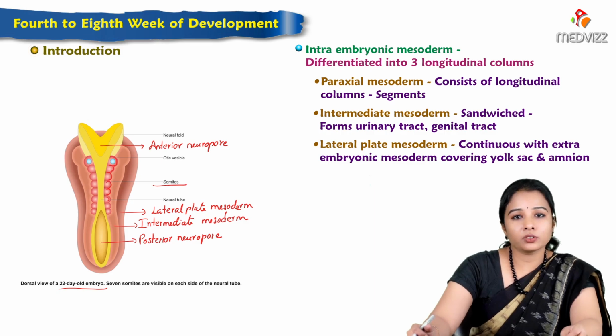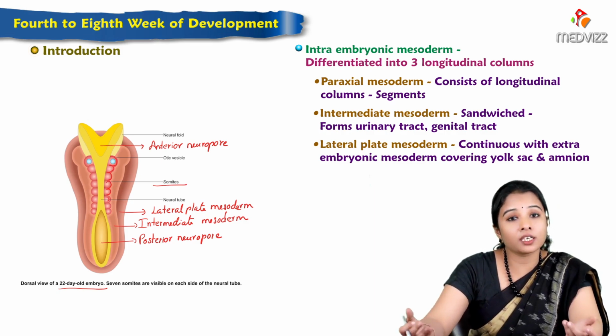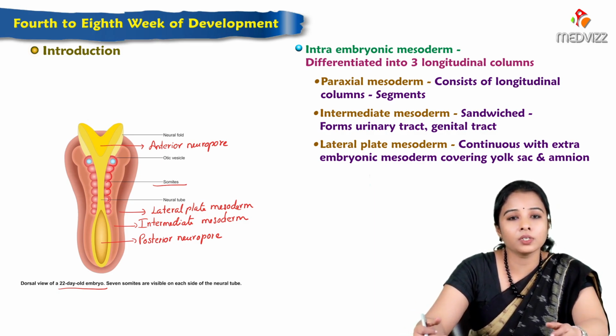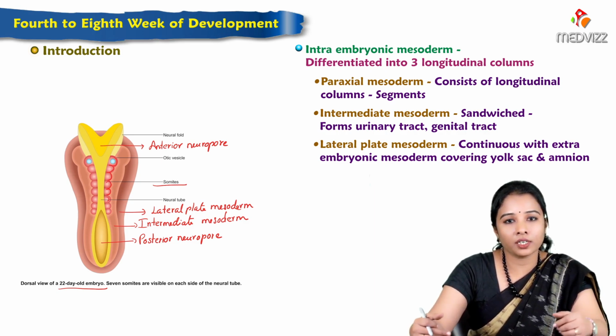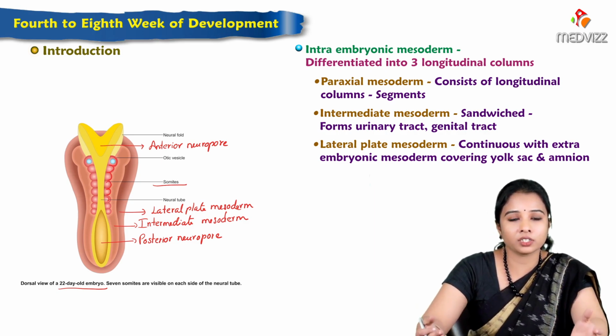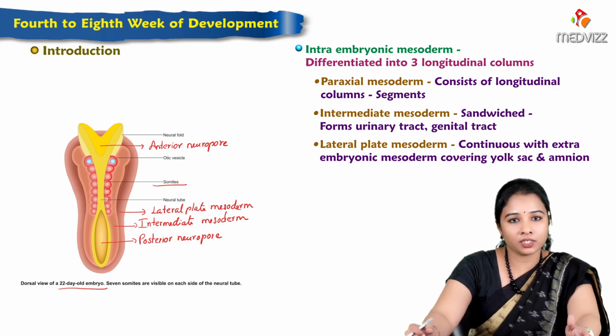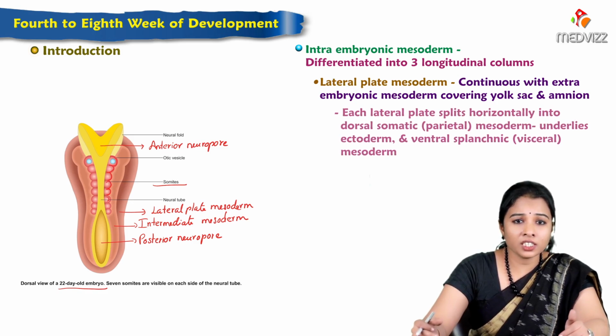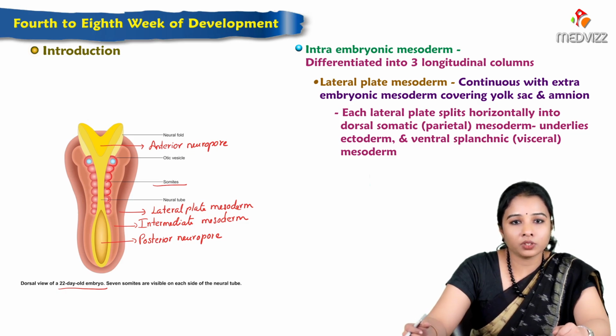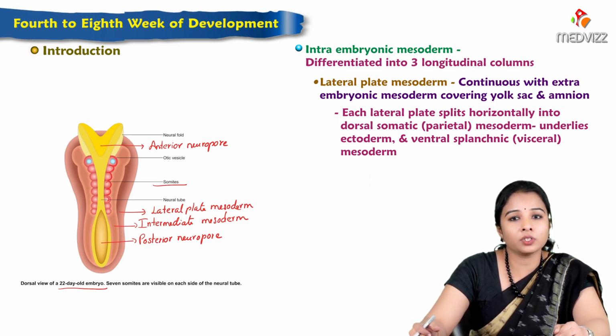And lateral plate mesoderm is continuous with the extra embryonic mesoderm at the covering of the yolk sac and amnion, where we have got extra embryonic mesoderm. So this lateral plate is continuous with extra embryonic mesoderm. Each lateral plate mesoderm splits horizontally into dorsal somatic parietal mesoderm, which underlines the ectoderm, and ventral splanchnic mesoderm, that is called visceral mesoderm.